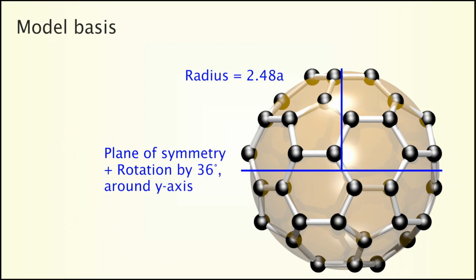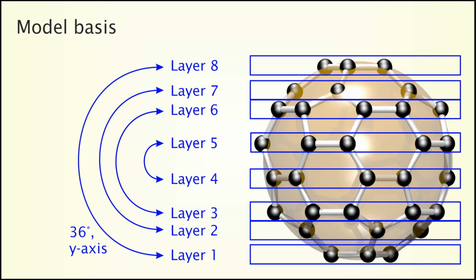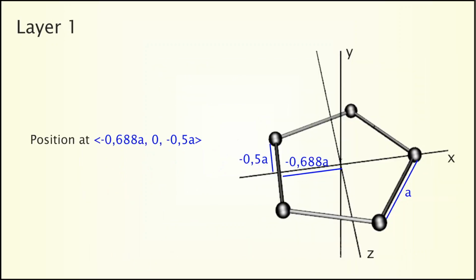This molecule shows many features of symmetry. One particularly useful feature for modeling is the fact that you can produce the upper half by mirroring the lower half and rotating it by 36 degrees around the y-axis. Therefore, each layer of atoms of the upper half can be produced from a layer of the lower half simply by rotating it around the y-axis by 36 degrees. This facilitates modeling considerably. Now let's start modeling our molecule layer after layer with the bottom pentagon.